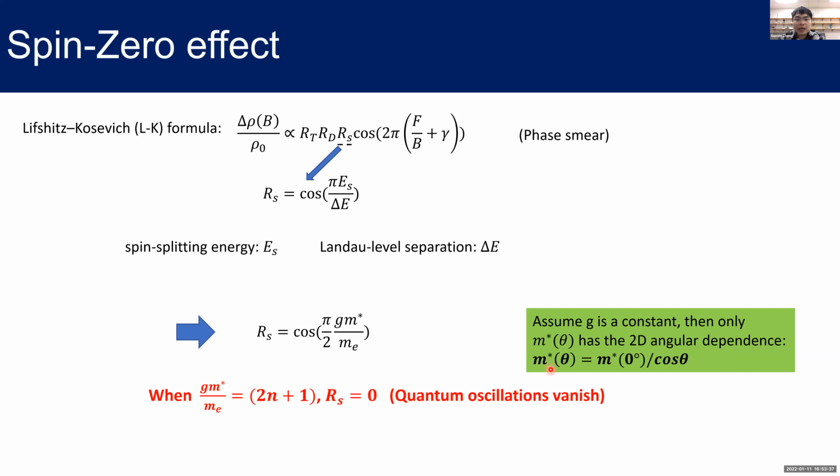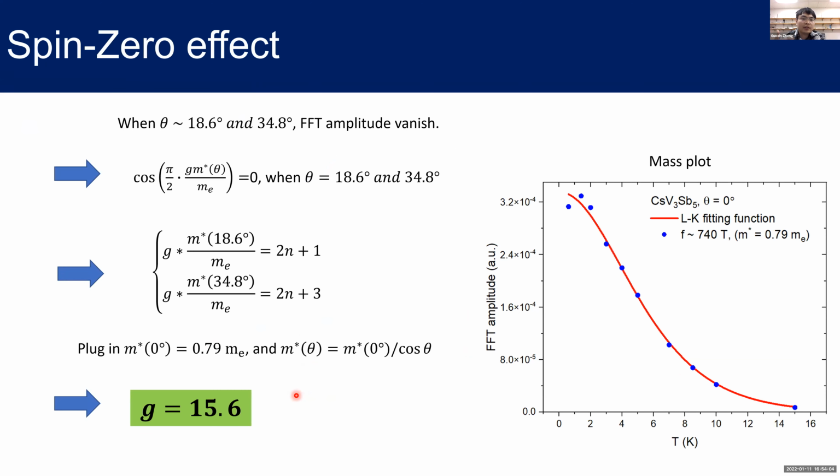So the mass should be equal to the 0 degree effective mass divided by cosine theta. So if we want the spin term equal to 0, we need to set the G factor times effective mass divided by electron mass equal to 2n plus 1. Then the spin term RS will be 0, and the quantum oscillation amplitude will vanish. So we have two angles where the quantum oscillation vanishes. We can plug these two angles into the RS term equation, and also plug in the effective mass at 0 degrees.